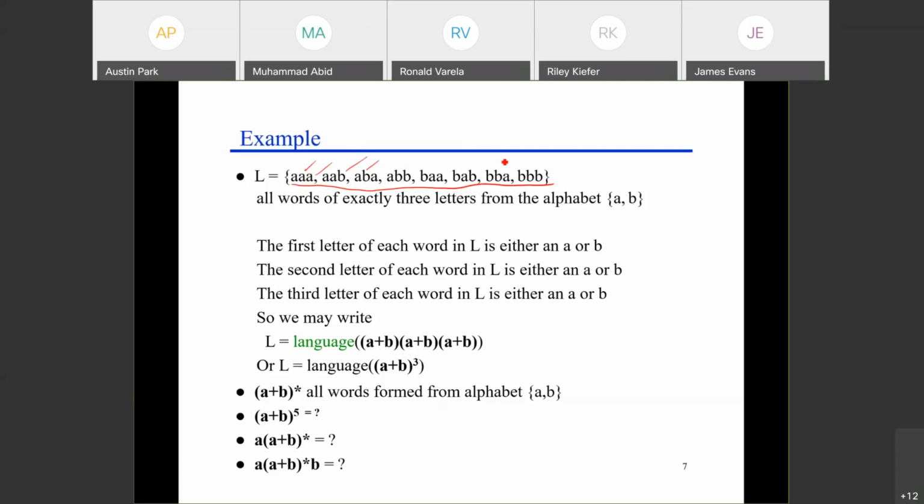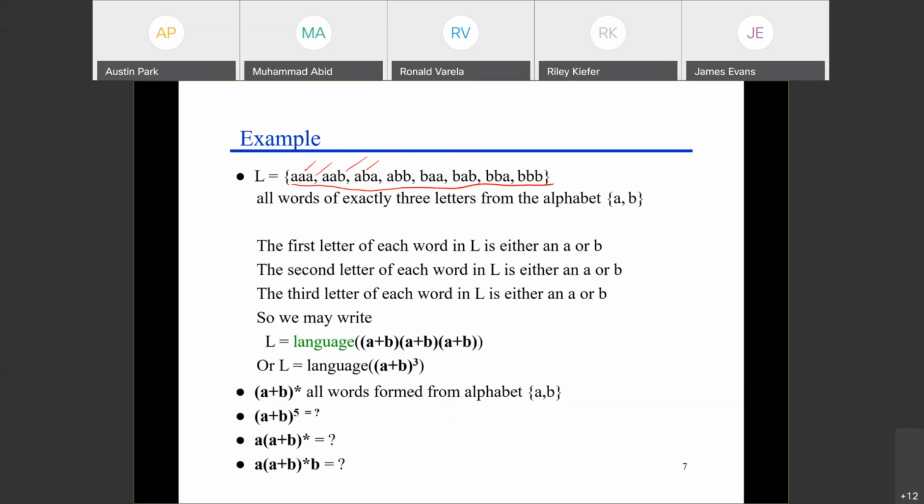So now, you have only A's or only B's. So now it means that A or B can come at any location: first place, second place, or third place, any location. And it might be possible you do not have A's or you do not have B's, only A's or only B's. So all words of exactly 3 letters from the alphabet A comma B. This is the English definition of this language.